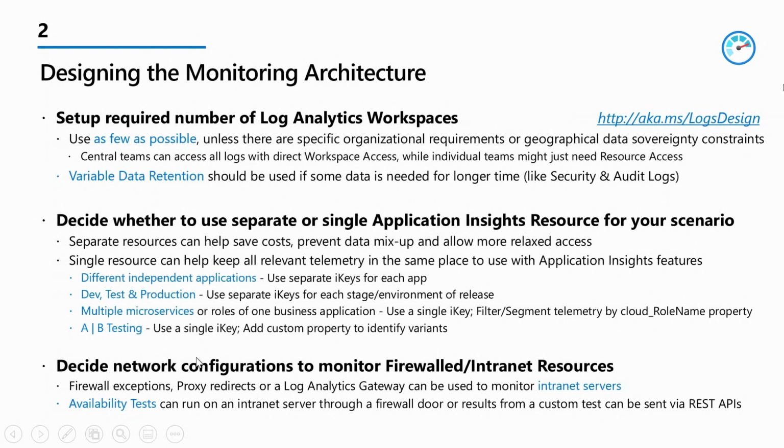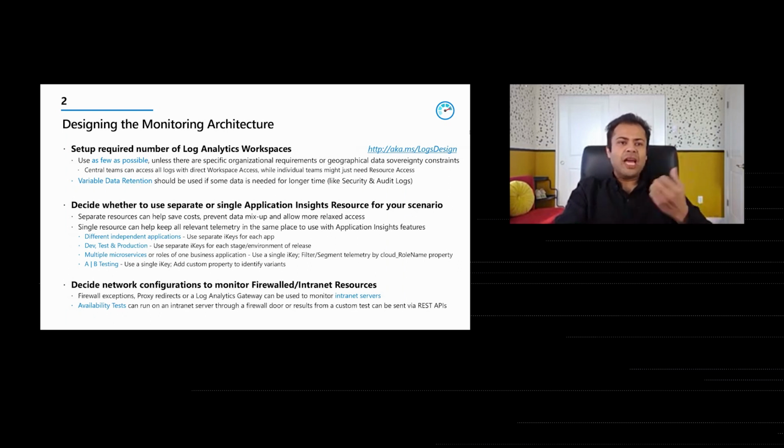And if you want to use Azure Monitor to monitor your firewalled or intranet resources, there is documentation out there in our repository where you can set up firewall exceptions, proxy redirects, or even use a Log Analytics gateway to monitor your intranet servers. Our synthetic availability tests can also be run on an intranet server through similar firewall doors, or you can even use your own custom tests and send us the data using REST APIs. So at this point, you would have a fairly well-designed monitoring architecture in place.